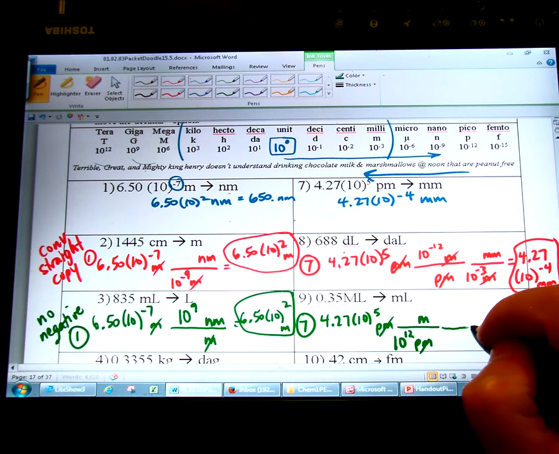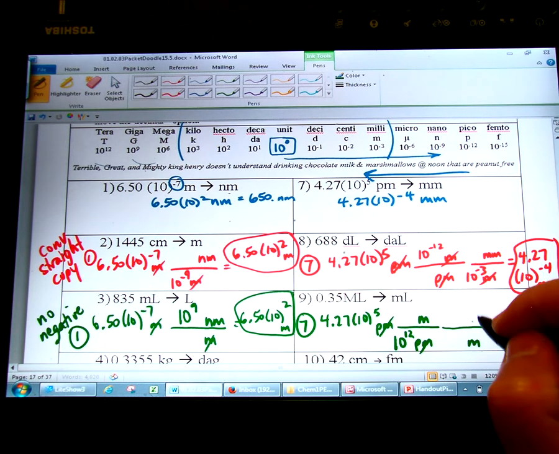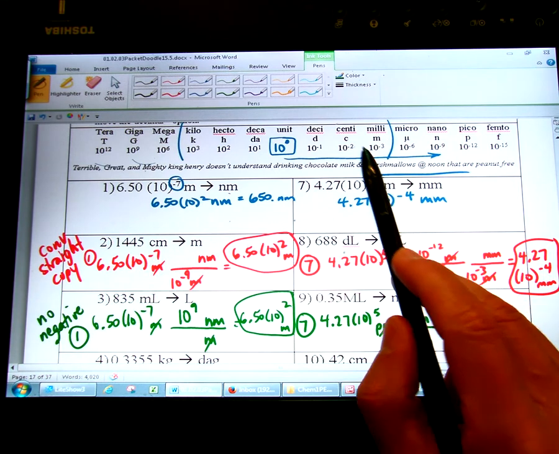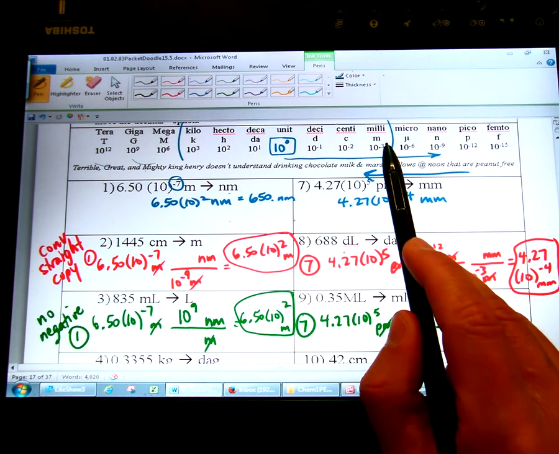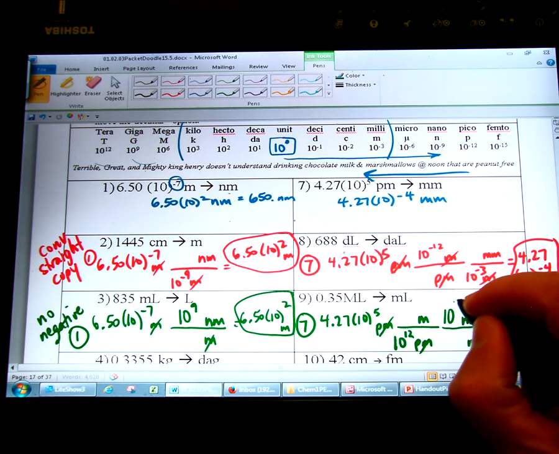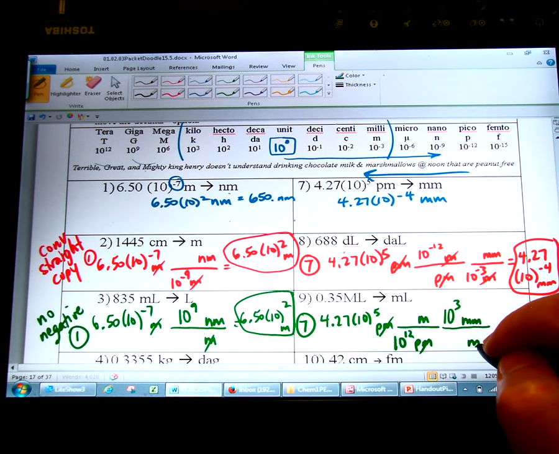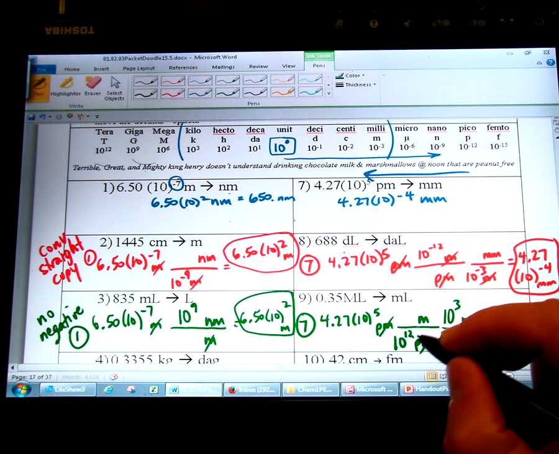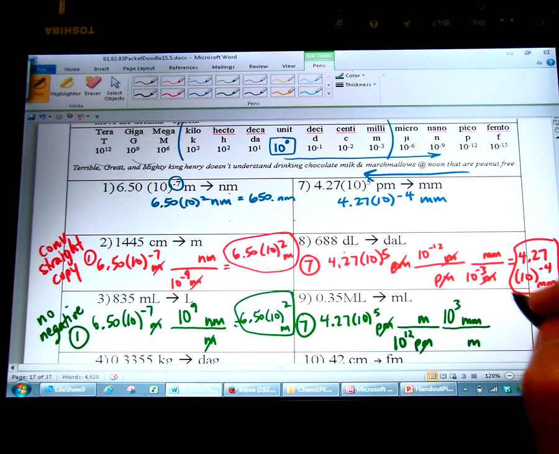Now I need to get rid of meters and go into millimeters. So now I need to ask myself, are millimeters big or small? They are small. How many millimeters are in 1 meter? The answer is 1,000. So there are 1,000 millimeters in 1 meter. Notice that we're always using positive exponents with the small unit. Now when you do the math for this, you're going to get again 4.27 times 10 to the negative 4th millimeters.